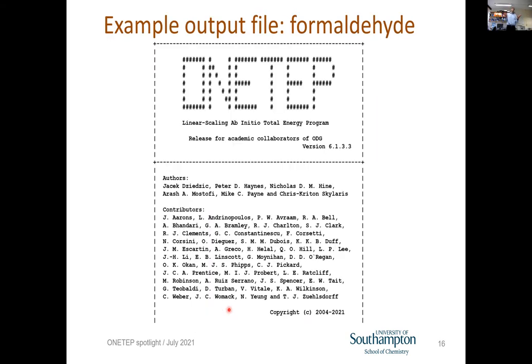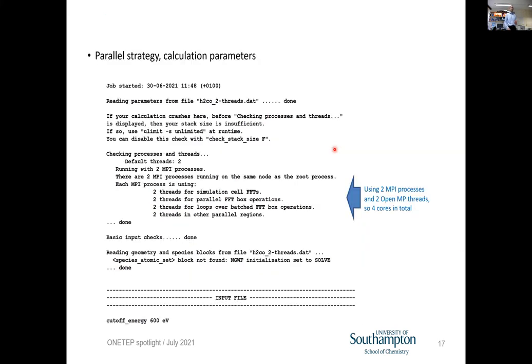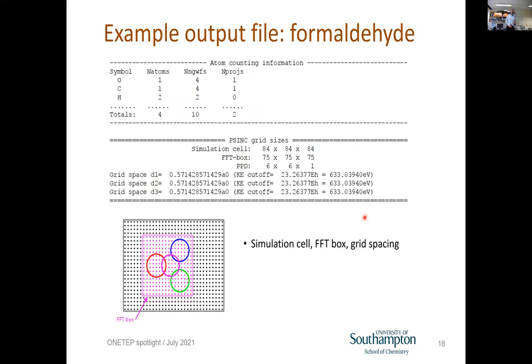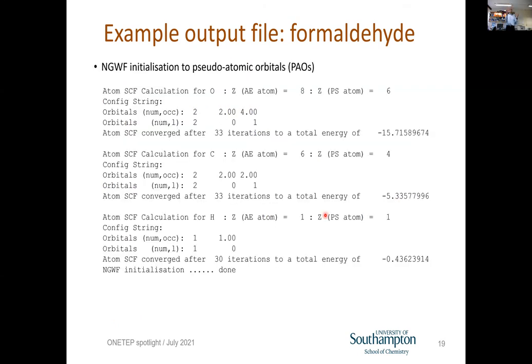And then when you run this, you see at the beginning a banner with some information about the code, developers, contributors, and the version number. Then you see some other information as the code starts the calculation, and here is some information about the parallelization. It has hybrid parallelism, MPI and OpenMP. Some information about the grids that the code will use, and also the kinetic energy cutoff that is selected in practice. And then some information about the initialization of NGWFs. They are initialized to atomic orbitals.